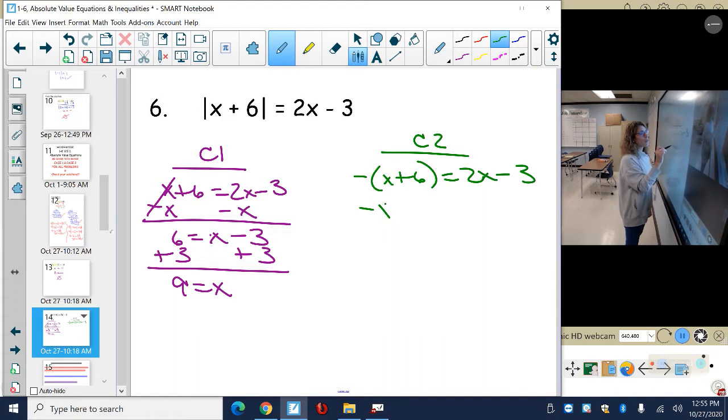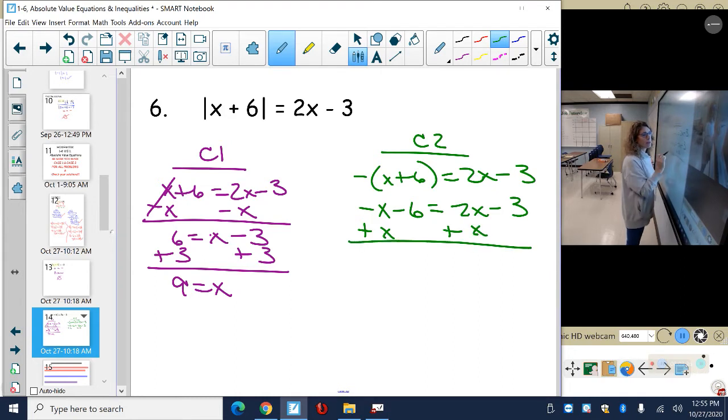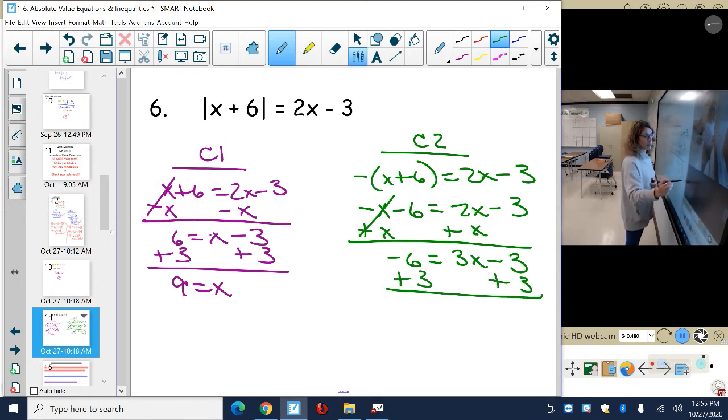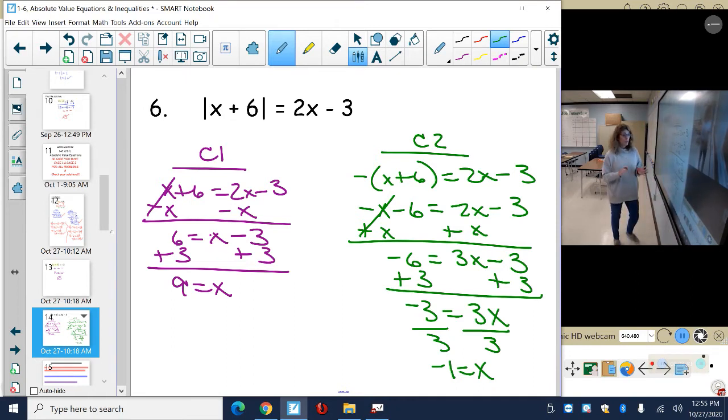Over here, distribute to both terms. Add the x. Negative 6 is equal to 3x minus 3. Add the 3. Negative 3 is equal to 3x. Divide by 3. Negative 1 is equal to x. So those are my 2 possible answers.